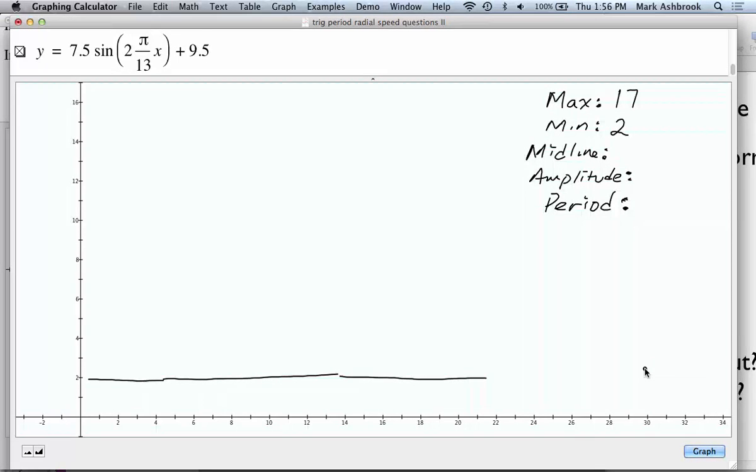What about the midline? So the midline is a line, so we need y equals. Where's going to be the midline of this graph? That would be like the 3 o'clock and the 9 o'clock position of the wheel. How high is it? 9.5. 2 plus the radius.